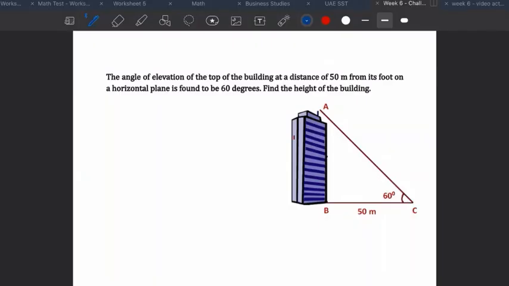The angle of elevation of the top of the building at a distance of 50 meters from its foot on a horizontal plane is found to be 60 degrees. Find the height of the building. So let's call this side h. Let's call 50 meters our adjacent.